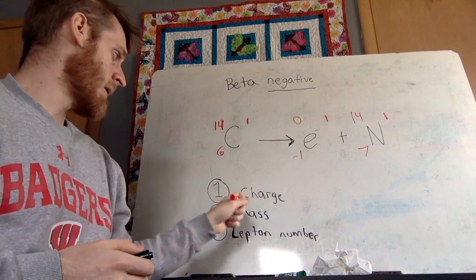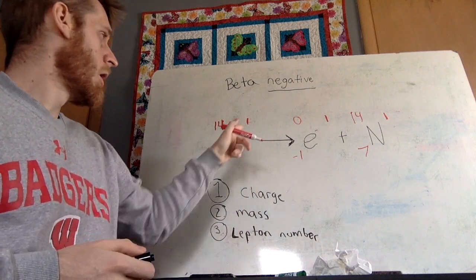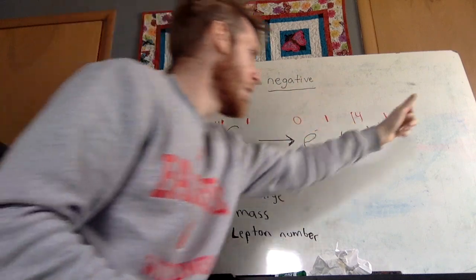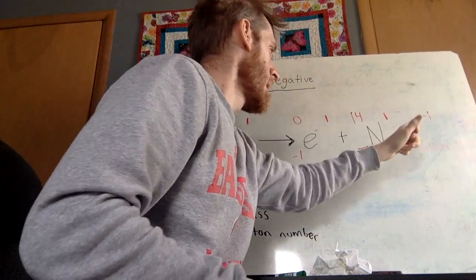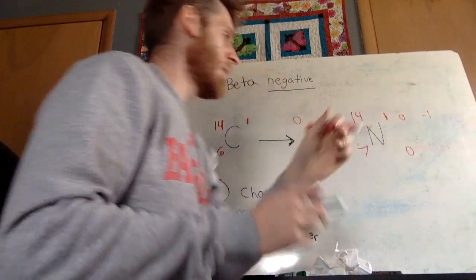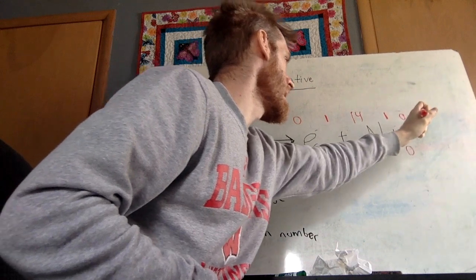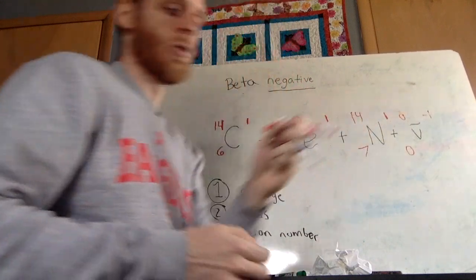So now the charge is balanced, the mass is balanced, lepton number, 1 equals 1 plus 1, that's not true, we need to add a -1 on the other side. So -1, 0, and 0 because we don't want to add any charge or mass to this. And the particle that matches up with that, again, is an antineutrino.